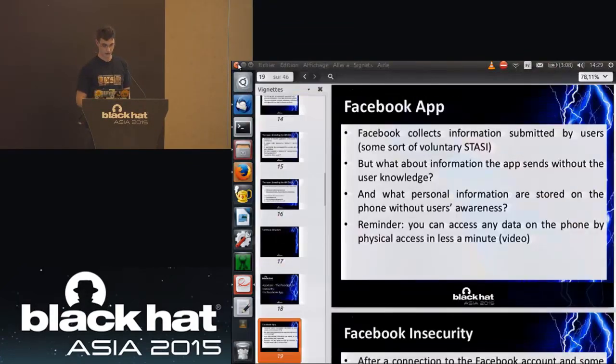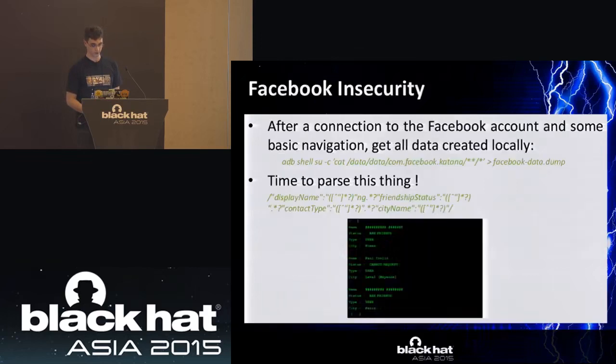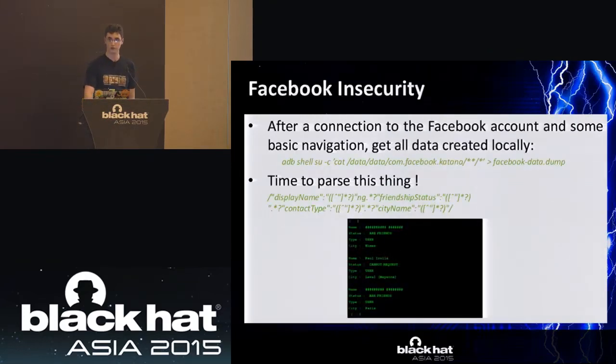So if Facebook leaves lots of information on the phone, it can be easy to get. We installed the Facebook application and connected to my personal account. After some basic navigation, we get all the data created locally with the following command. You can do it at home with your own phone if it is rooted. So we get all the data, and after reading it in binary mode, you will rapidly see some patterns of interesting data. The next thing to do is to design some regex to list all of this data.